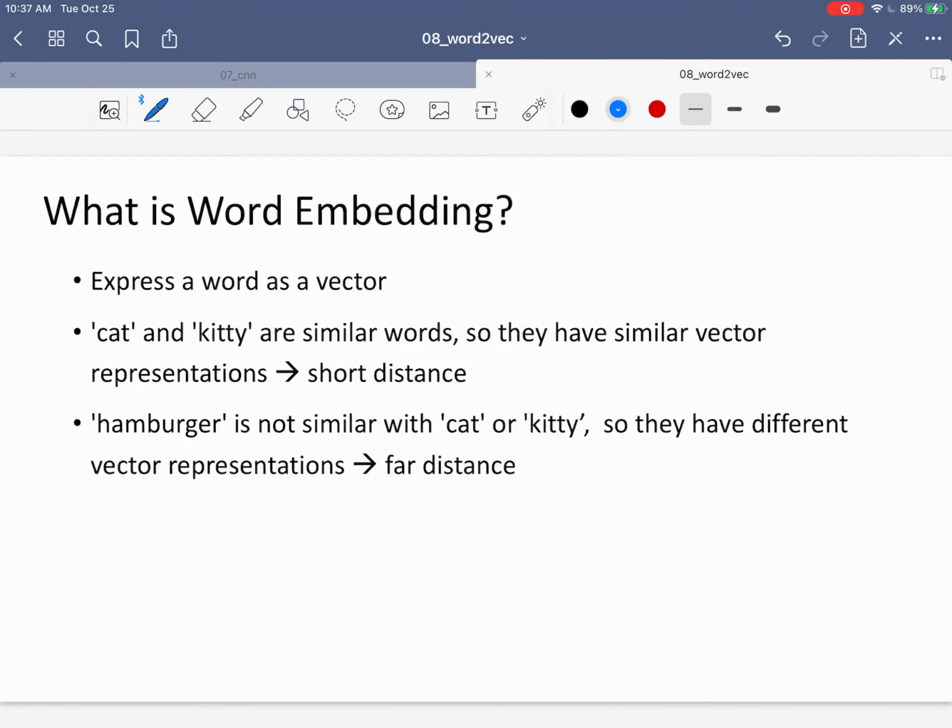So what is a word embedding? I'm pretty sure a lot of you have already heard what word embedding is. Basically, embedding is just learning a lower dimensional space representation. We call that embedding. And word embedding is basically learning the representation vector of a word, expressing a word as a vector.